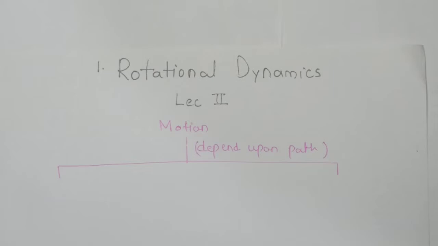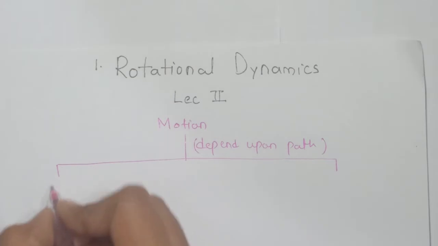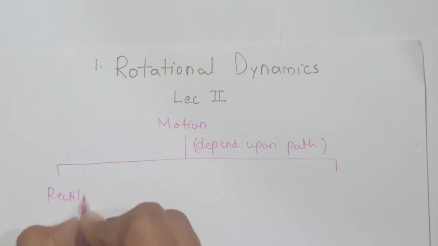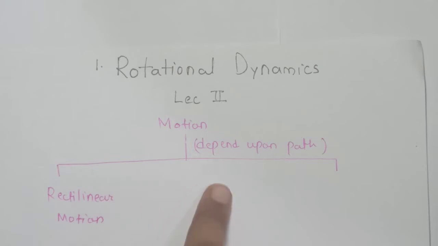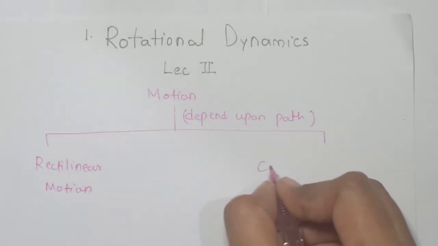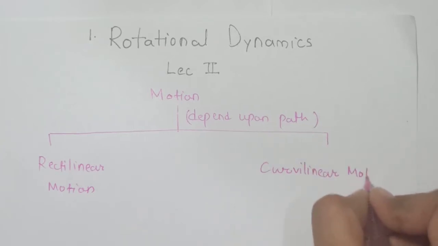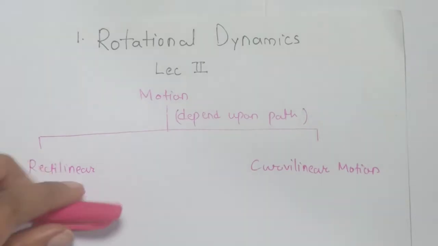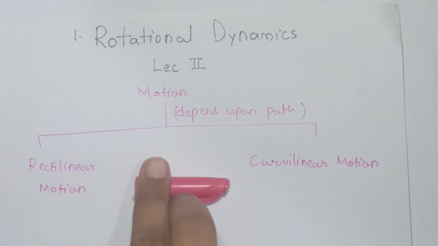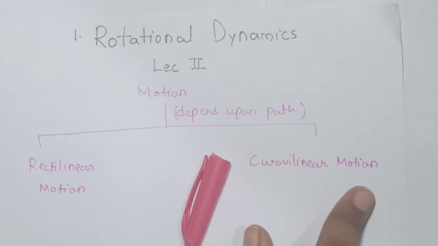Motion can be classified into various types depending upon the path. Motion can be rectilinear motion if the object is following a straight line path, or curvilinear motion. Suppose this is the object: if it is traveling in a straight line, then it will be rectilinear motion. If it changes its direction, it will be curvilinear motion.